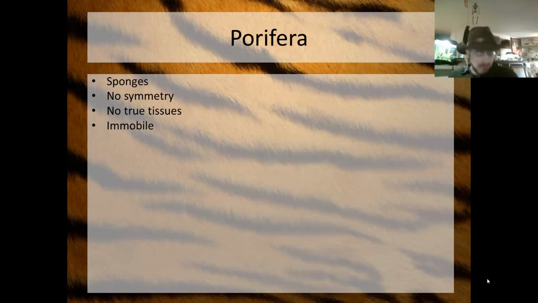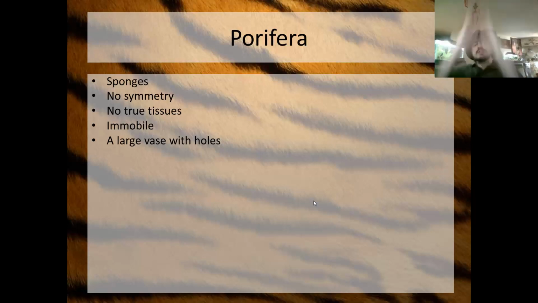Sponges are immobile, meaning they cannot move. They root to a structure and they stay there. And you can think of a sponge sort of like a vase with holes in the sides, right? So water flows through the holes in the sides into the main cavity of the vase. And then it flows out through the top. And that is how water moves through a sponge.